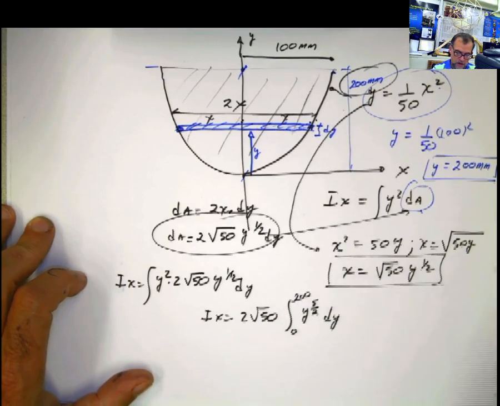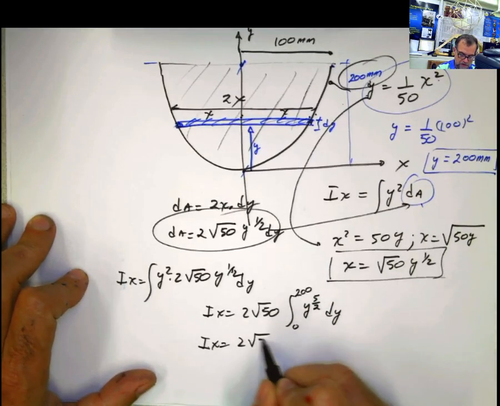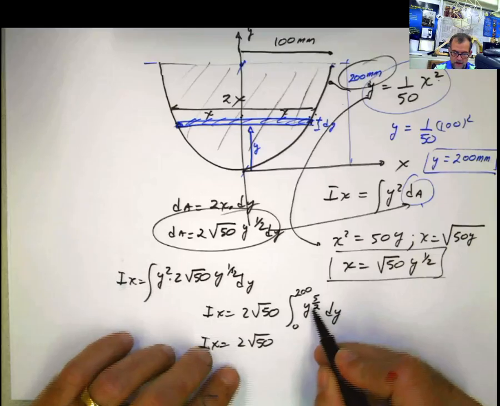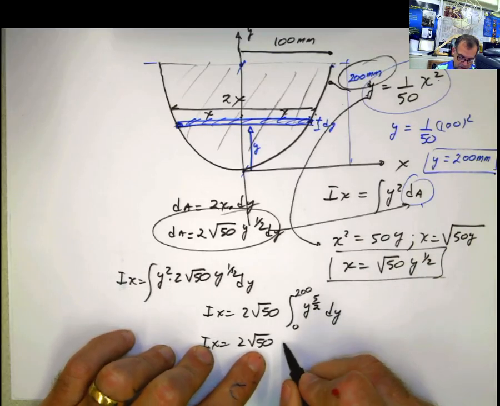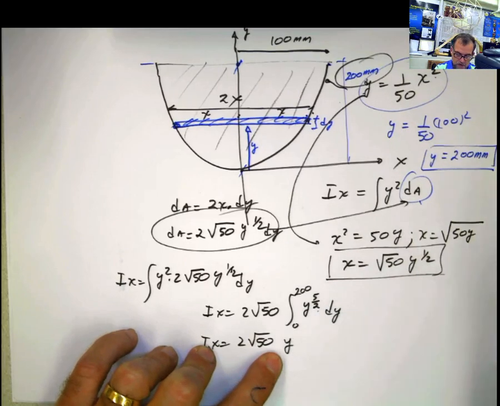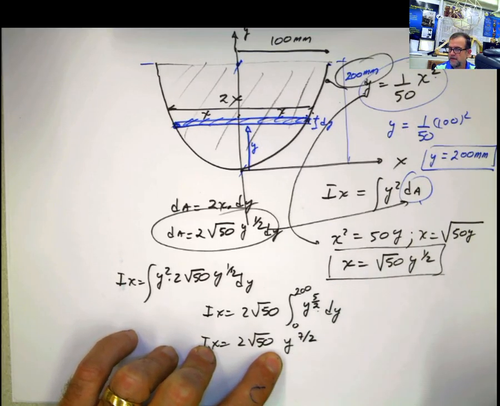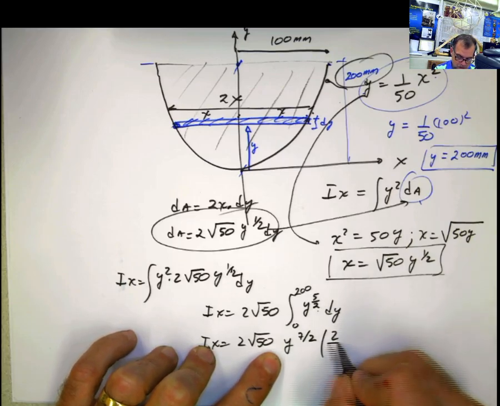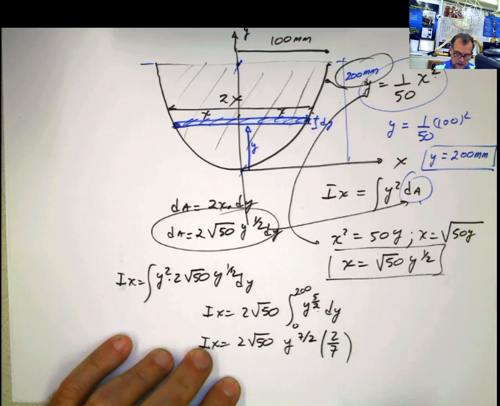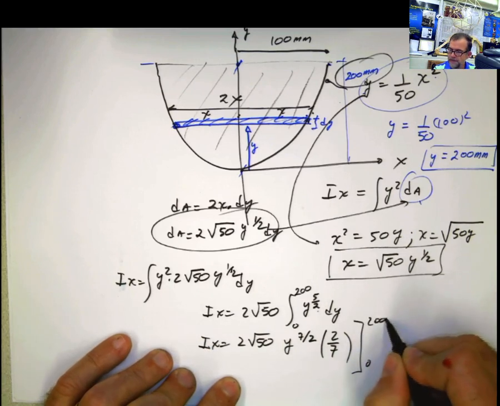I'm not going to put the units until the end. So Ix is equal to square root of 50 multiplied by y to the 5/2 plus 1 divided by the same thing. So y to the 5/2 plus 2/2 is 7/2, divided by 7/2, which is the same thing as multiplied by 2/7, and that's evaluated between 0 and 200 millimeters.